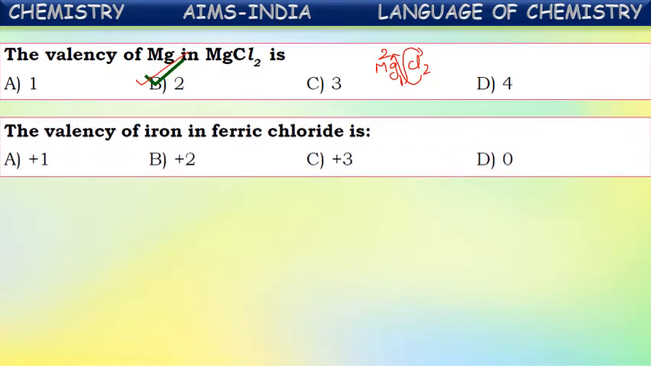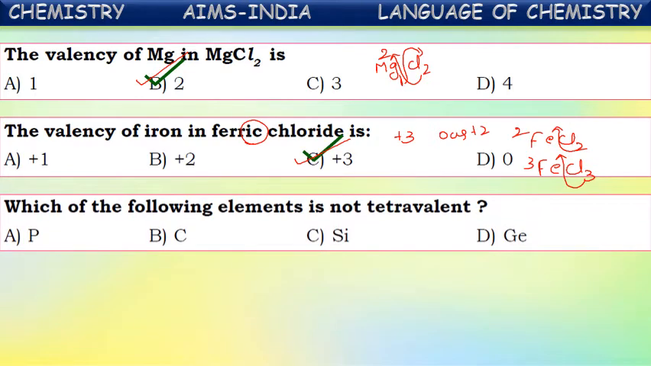The valency of iron in ferric chloride. See, the suffix -ic is nothing but +3, and -ous means +2. FeCl2 is called ferrous chloride. Ferric chloride is FeCl3; this 3 comes here. Iron shows valency 2 and 3: 2 means -ous chloride, 3 means -ic chloride. So our answer is obviously +3. Yes. Now come to the next question.